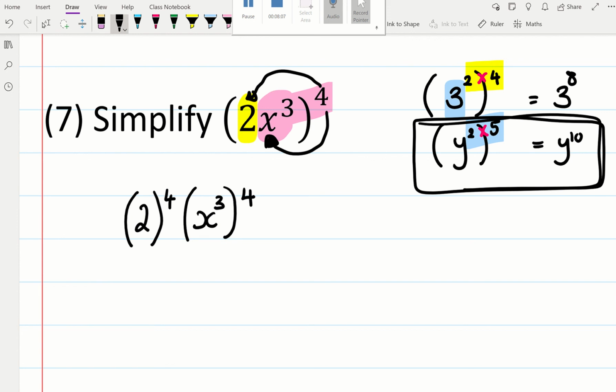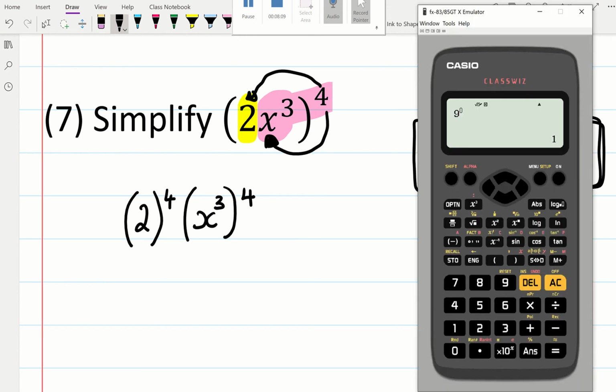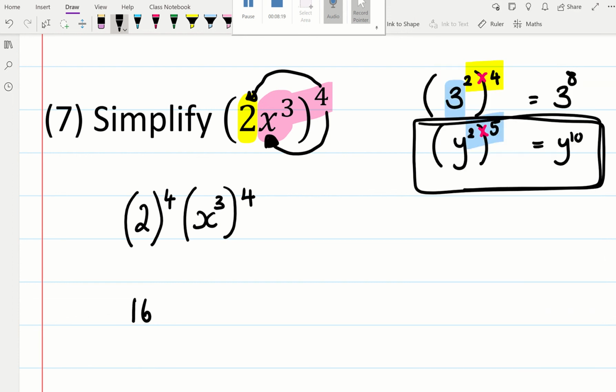And then you answer it. 2 to the power of 4 you can do with a calculator. 2, and then you use the power button there, to the power of 4 equals 16. And then you remember that those two powers are simply multiplied. So that's x, don't forget the letter, 3 times 4 is 12. And that is your final answer.